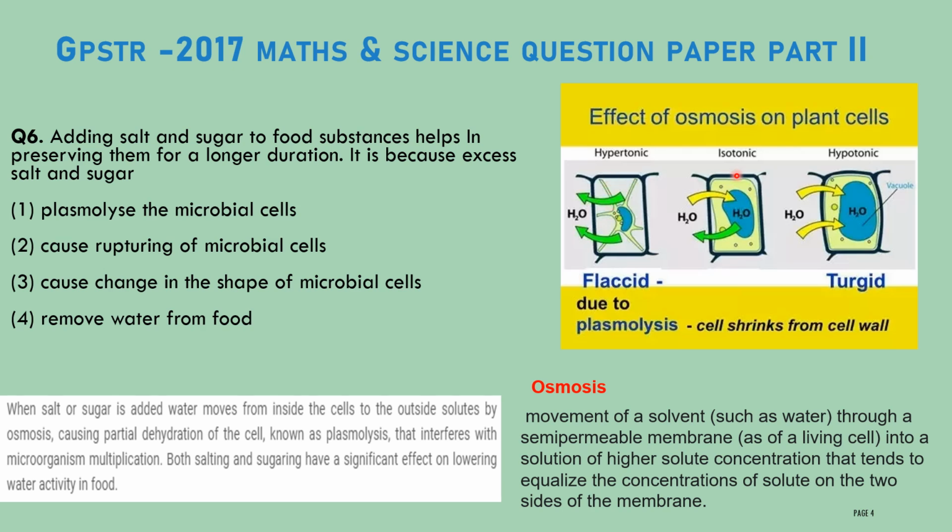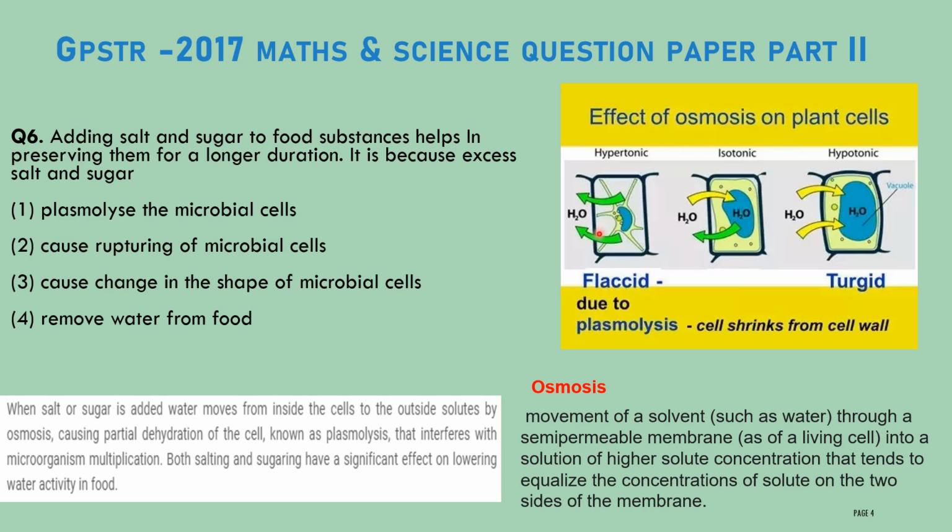Next one is isotonic. In isotonic, the concentration of solute inside the cell and outside the cell are equal. Therefore, you can see the movement of water inside the cell, and water will also come out of the cell. You can see the circulation of water in the case of isotonic solution. In the case of hypotonic solution, the concentration of the solute will be less inside the cell. Therefore, the water from outside will move into the cell. This type of solution we call a hypotonic solution.